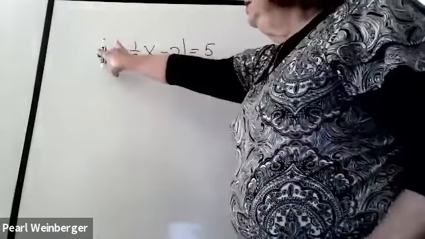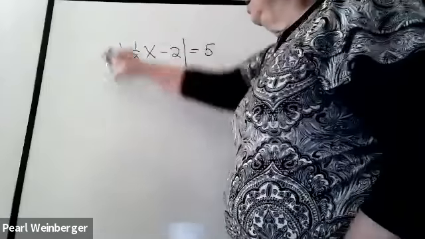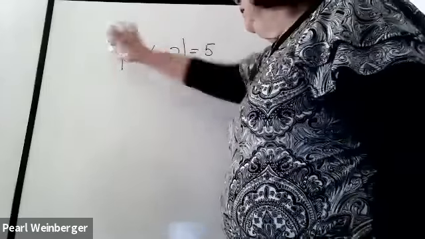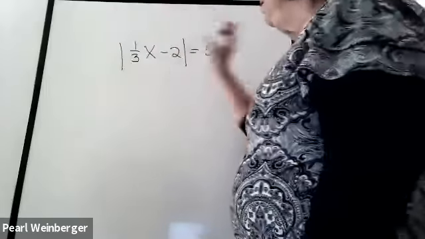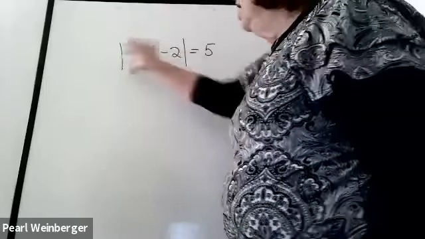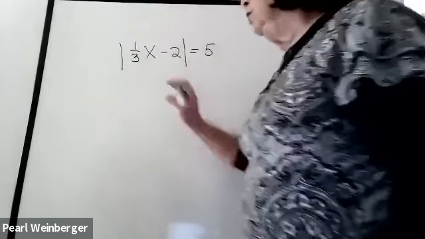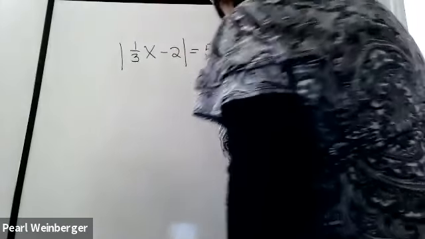So we're looking to make sure that we've got our absolute value all by itself. There's nothing added to it on the outside. There's nothing multiplied on the outside. Isolate your absolute value. Well, that's already done in this case.